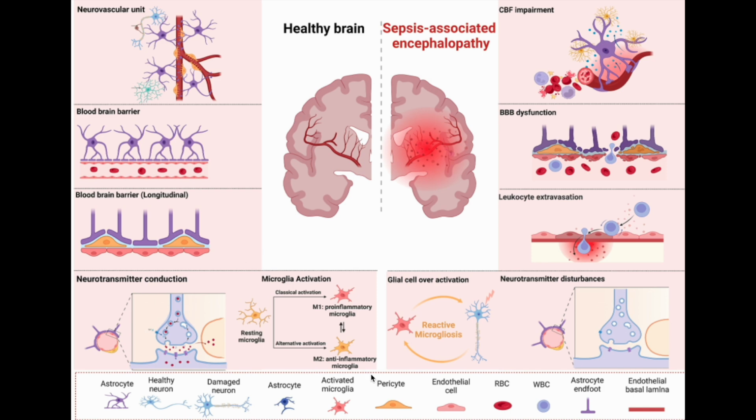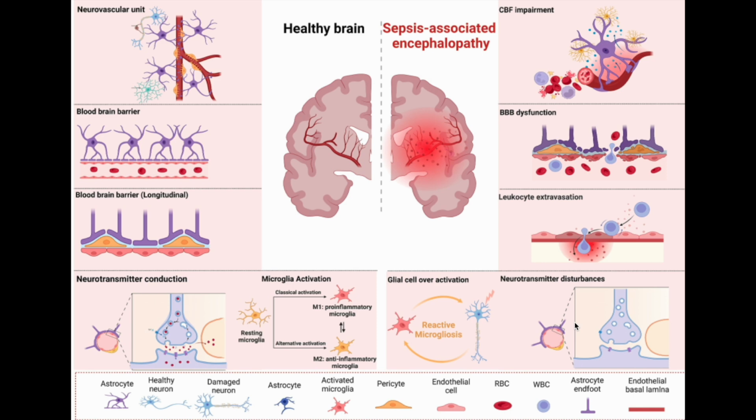Next is the microglial activation. So the microglial activation, which usually is in the resting state in the normal brain, gets activated and releases pro-inflammatory markers. The next is the neurotransmitters. The neurotransmitters, which are proper neurotransmission in healthy brain.